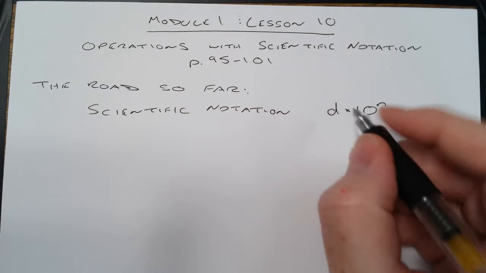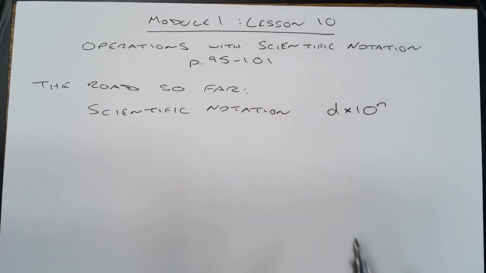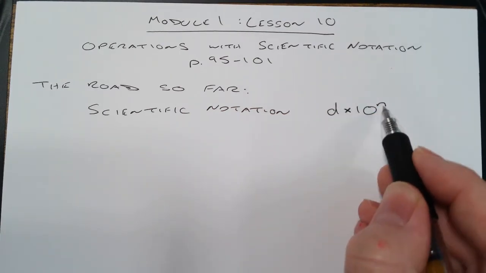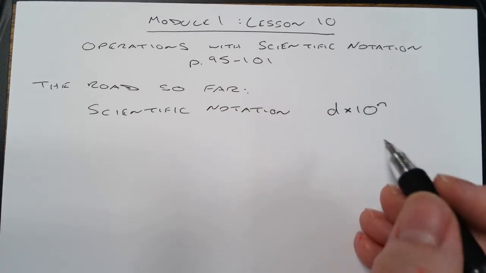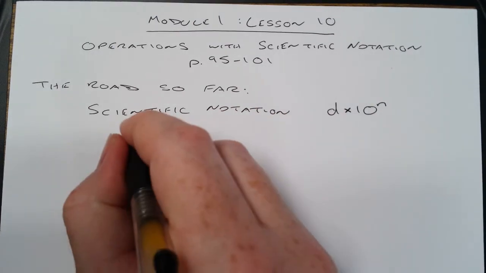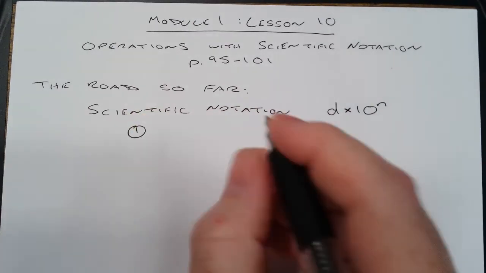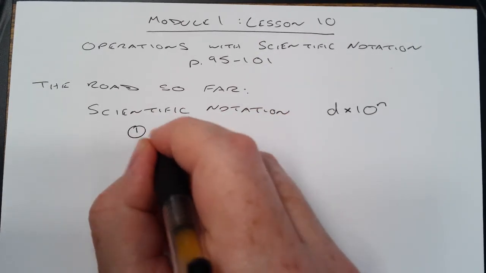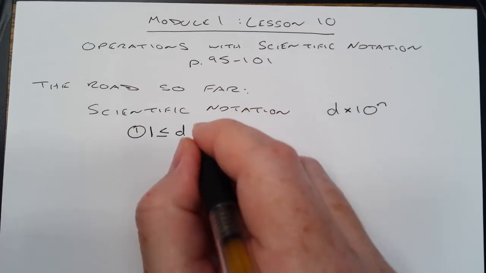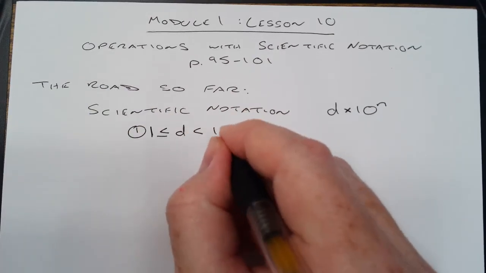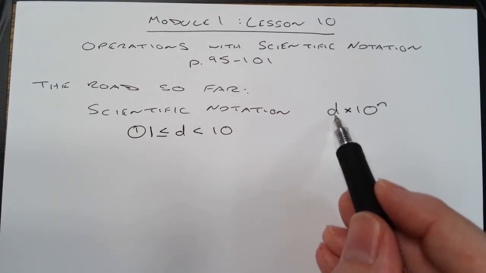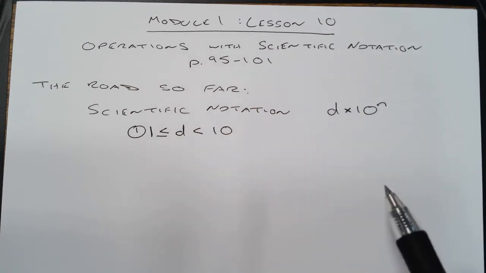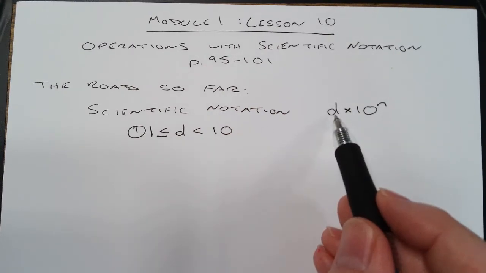This was the format of scientific notation we've talked about before: a decimal number times 10 raised to the n power. And the 3 rules we had for scientific notation: rule 1, d could be greater than or equal to 1, but d has to be less than 10. So 1 or higher, but less than 10. It means it has to be a single digit in front of the decimal.